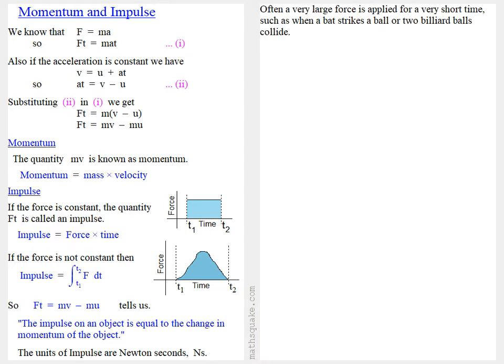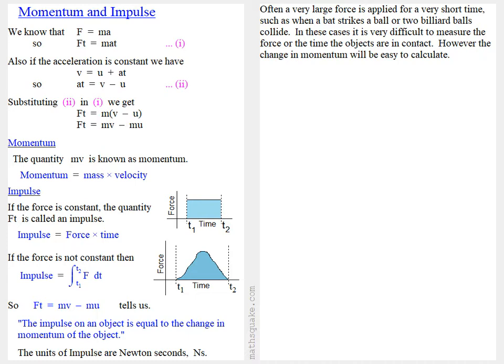Often a very large force is applied for a very short time, such as when a bat strikes a ball or two billiard balls collide. In these cases, it's very difficult to measure the force or the time the objects are in contact. This makes it very difficult to do any calculations that involve force or time in these situations. However, the change in momentum will be easy to calculate, so we tend to concentrate on the impulse. Such an impact is called an instantaneous impulse.